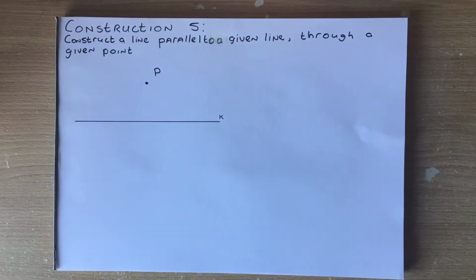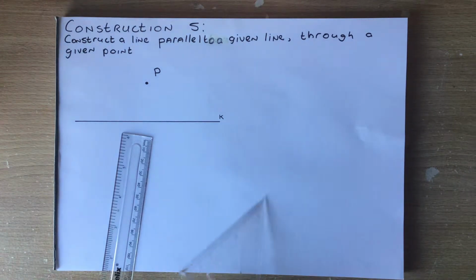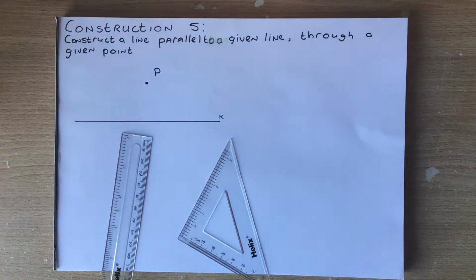So we have a new axiom with this, which is axiom 5, which says that given any line and a point that is not on the line, there's exactly one line through that point that is parallel to the line. And we can go through that in more detail later. But to run through what we need for our construction, we will need our ruler, our set square, and also a pencil. So with the three of them, we can complete this construction.